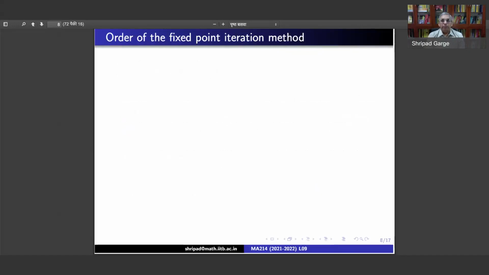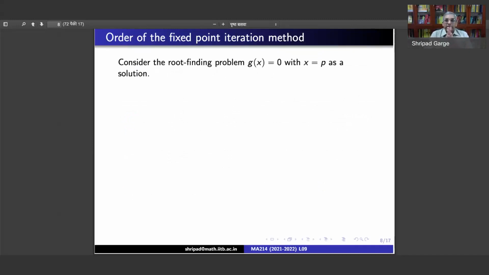at our current interest, which is the order of the fixed point iteration method. So what we have done is that we had fixed the notion of order of convergence of a sequence, and the fixed point iteration method gives us a sequence which converges to the root that we are looking at. So if you are looking at this function g(x) and you are looking at the root of the equation g(x) equal to 0, suppose x equal to p is the solution.